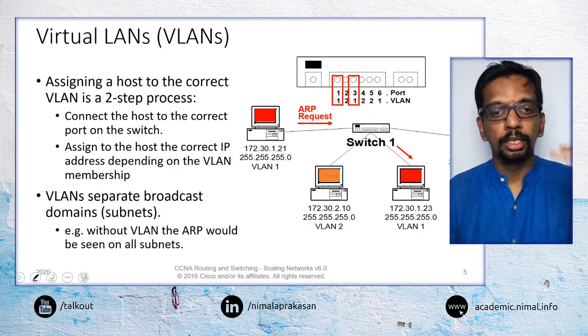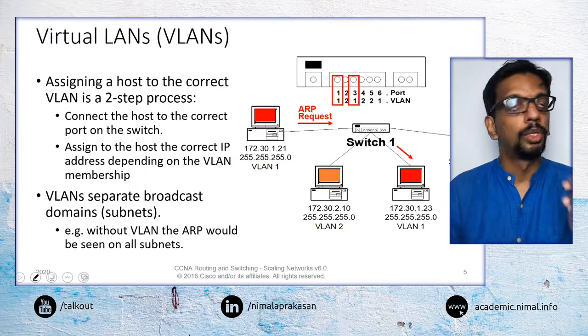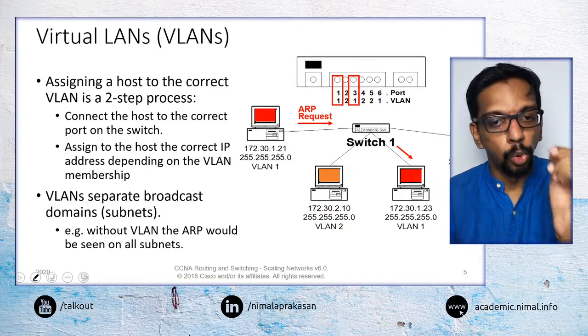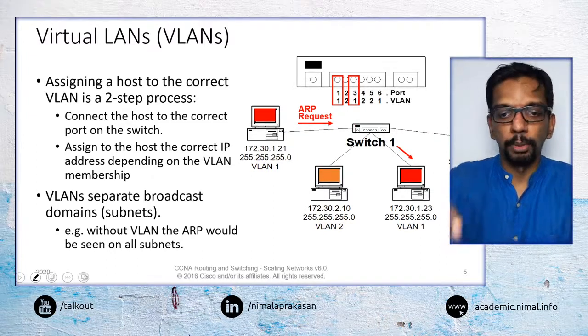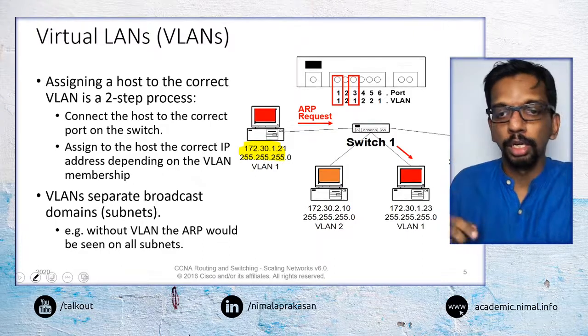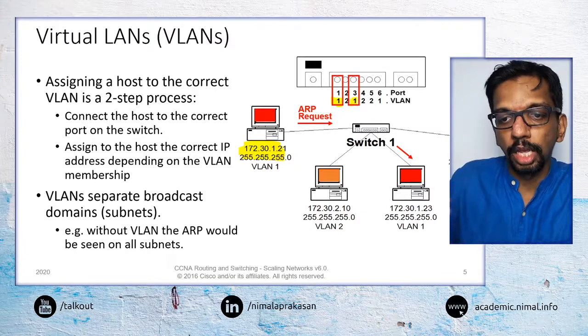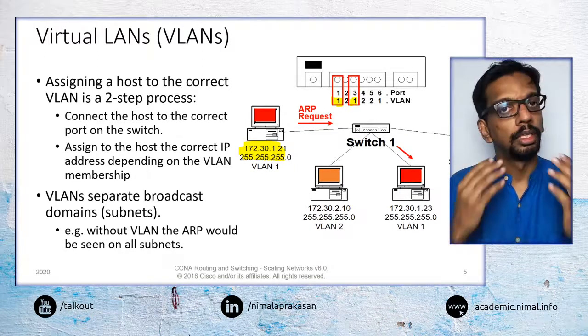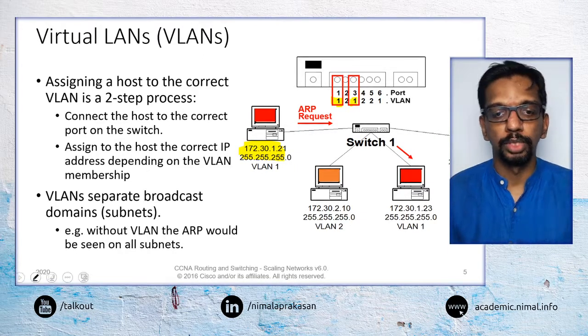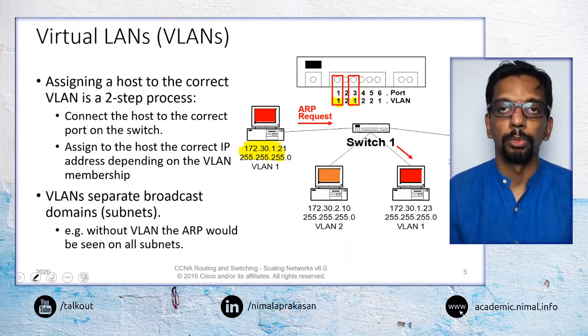Then the assigning process would be two parts. One is we need to connect a host to the correct port. Say, for example, if we need to connect this device to VLAN 1, then we have to go and see a port that is assigned to VLAN 1, and then we have to connect the device to that. So that is the way we assign a device to a port.